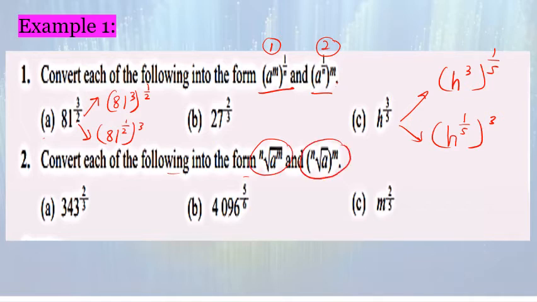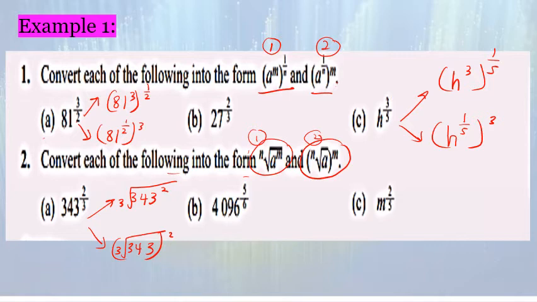Number 2, convert each of the following into this form and this form, quite long to say. A, convert to the first pattern. Power first, a power m, so we take the base 3 for 3 power 2, and then we do the root of 3. For the second pattern, we do the root first, the root of 3, and then only you power 2. B you do on your own.